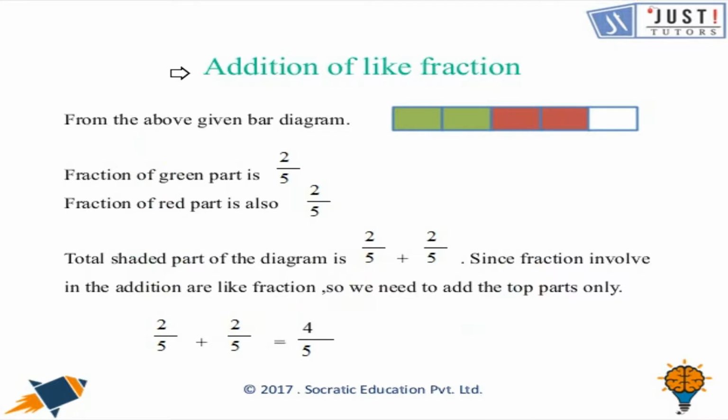Let's move ahead and learn how to add like fractions. From the above given bar diagram, the fraction of the green part is 2/5. The fraction of the red part is also 2/5. So the total shaded part of the diagram is 2/5 add 2/5. Since the fractions involved in addition are like fractions, we need to add the top parts only, keeping the denominator the same. In that way, we'll get our answer 4/5.